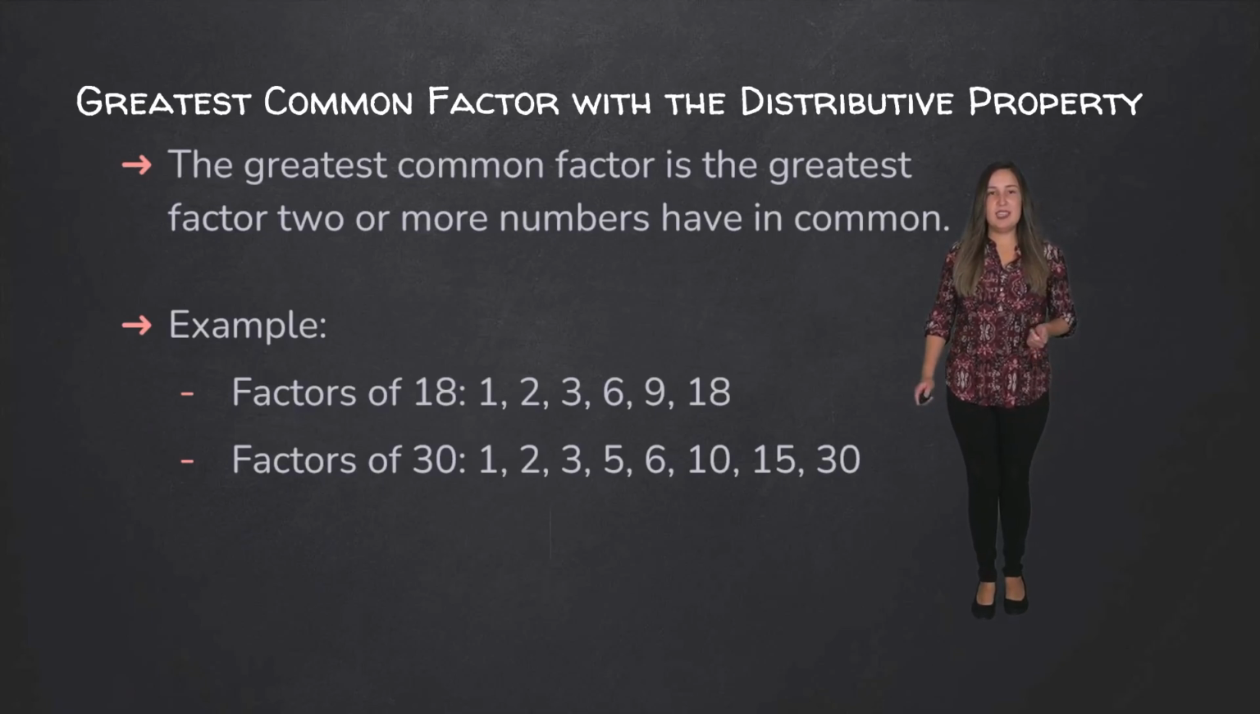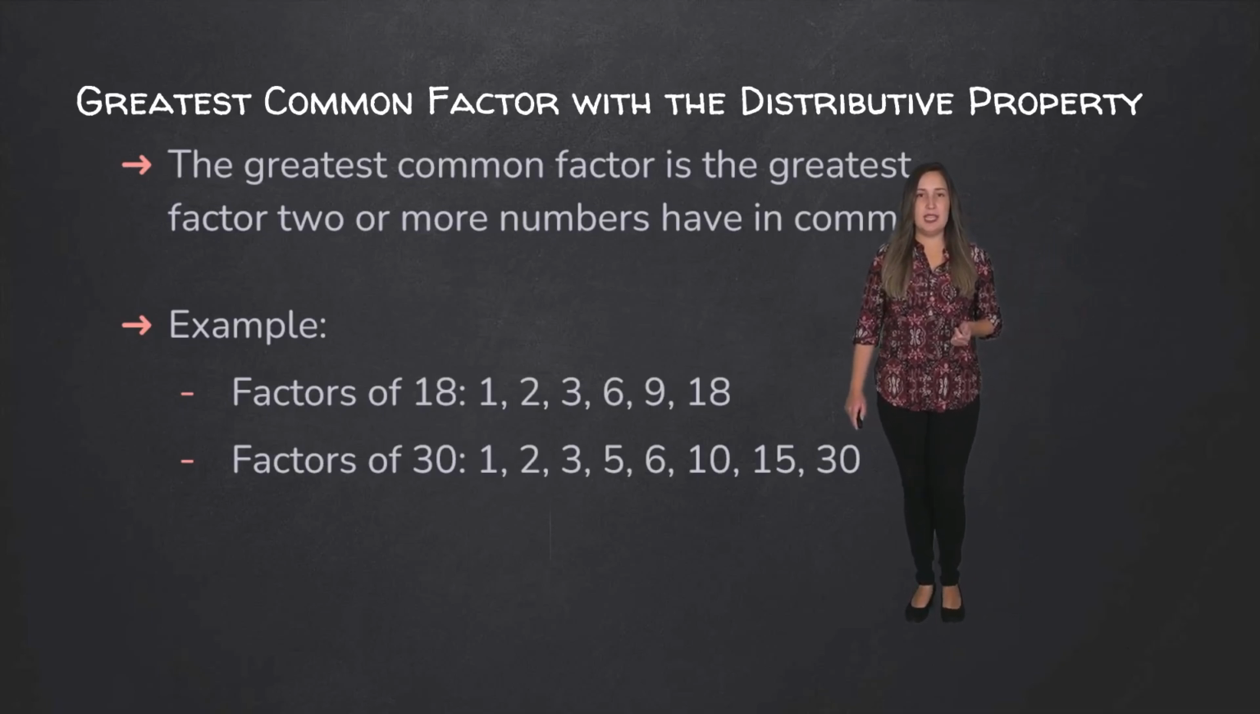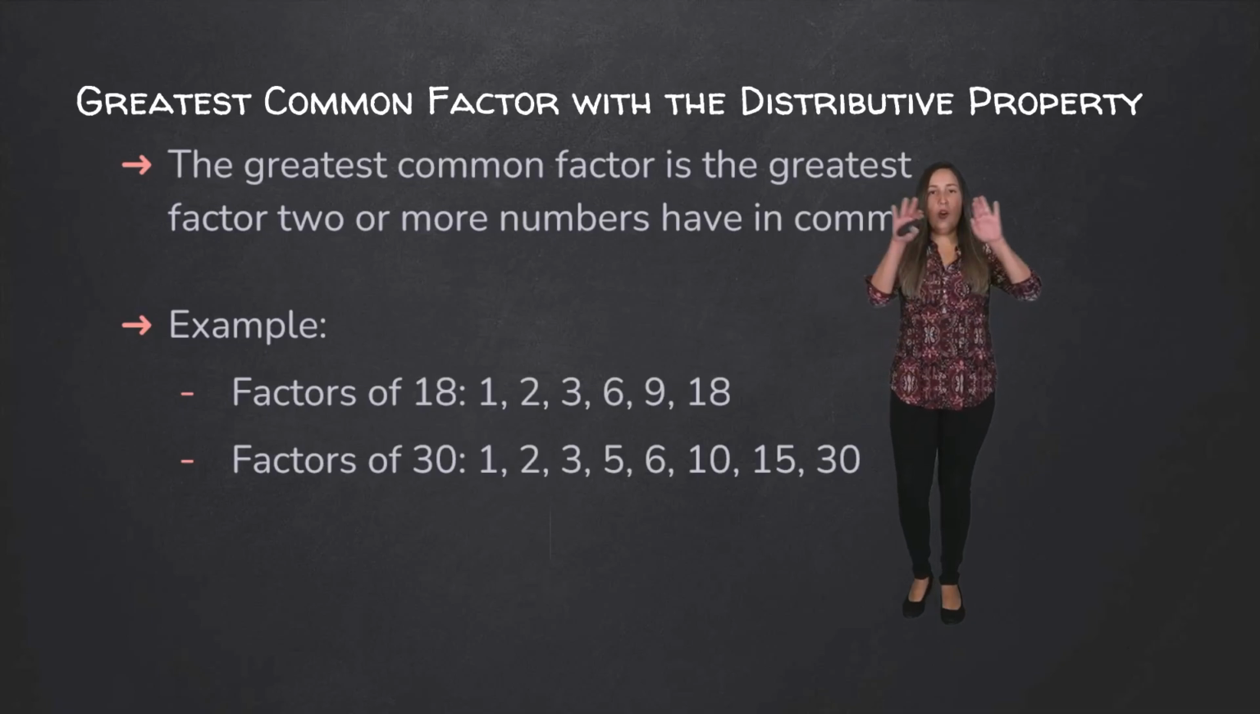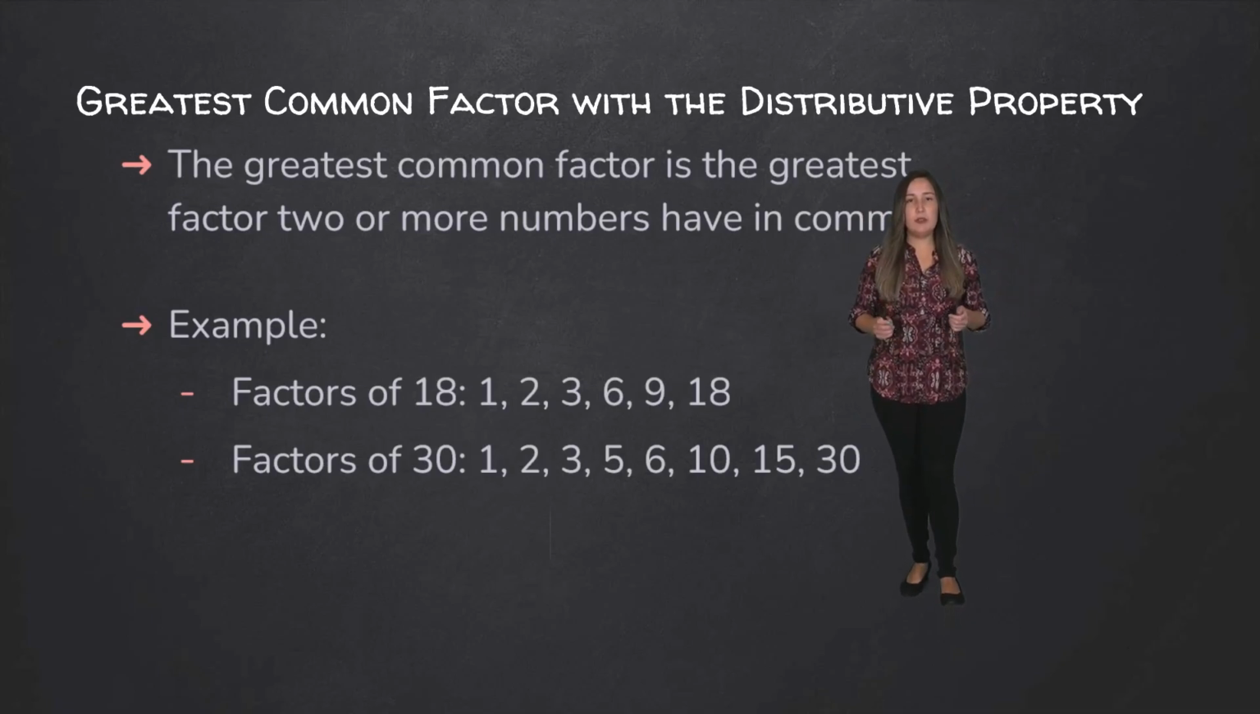We know that 1 times 18 is equal to 18. We know that 2 times 9 is equal to 18. We know that 3 times 6 is equal to 18. So we're going to take all those factors, put them in order from least to greatest, and write them down.